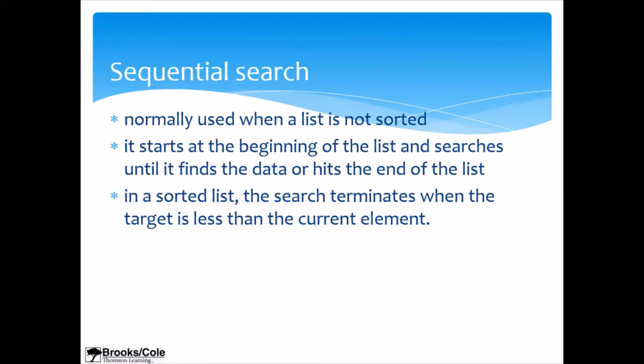These are sequential searching and binary searching. When we say sequential searching, it is normally used when a list is not sorted. We are going to start at the beginning of the list, meaning position 0 when we are talking about arrays, and search until it finds the data or hits the end of the list or the target. In a sorted list, the search terminates when the target is less than the current element. In sequential searching, normally the list is not sorted, but it can also be a sorted list. So again, when we are searching a value, it returns the address.